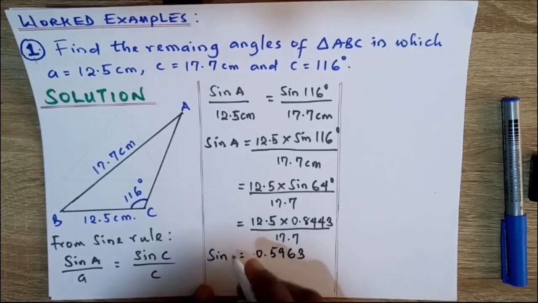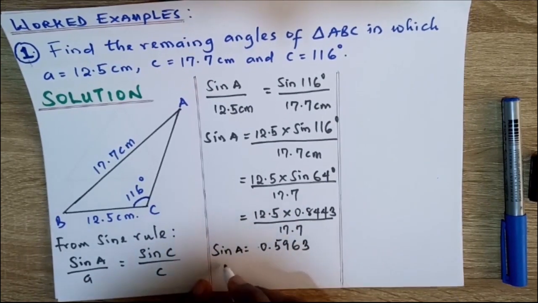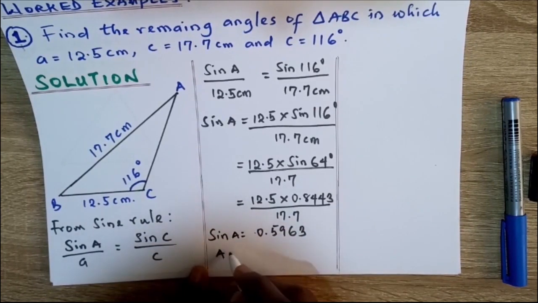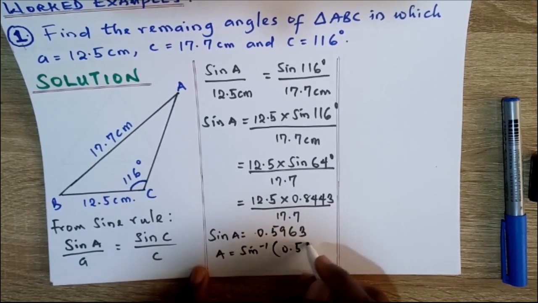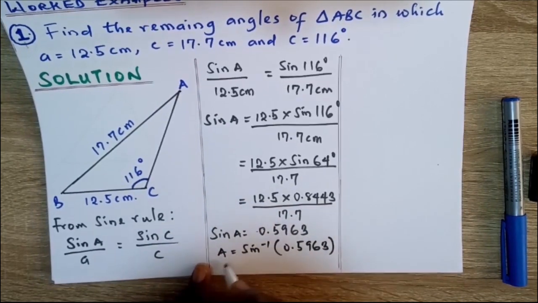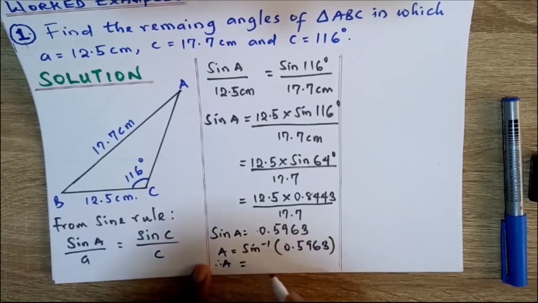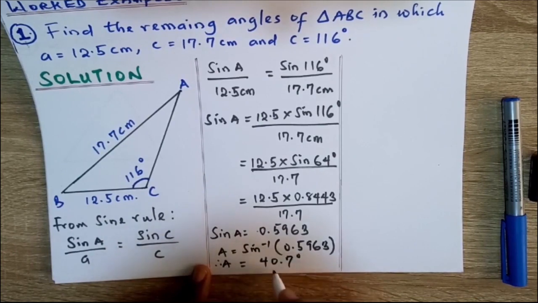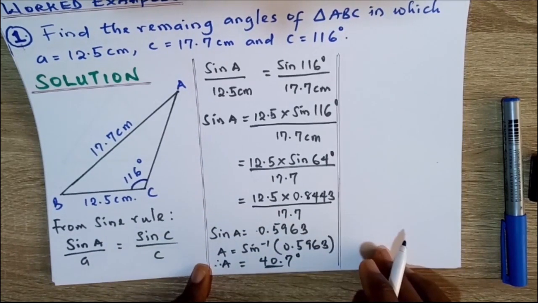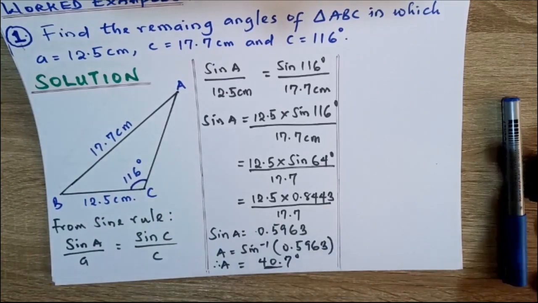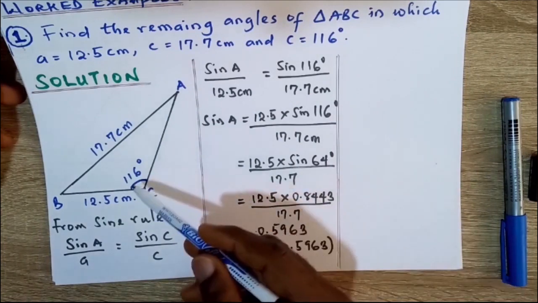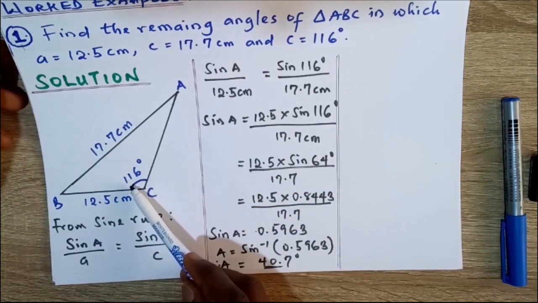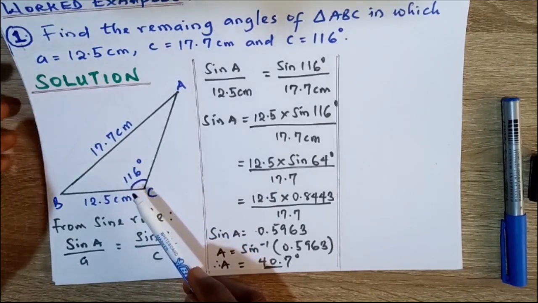0.5963. That's sine A. So to get the value of our angle A, A will be the inverse of sine, that's arc sine of 0.5963. So the final answer for our angle at A should be 40.7 degrees to 1 decimal place. So remember, we have to find the missing angle. So we have angle A calculated, and we are given angle C as 116 degrees.